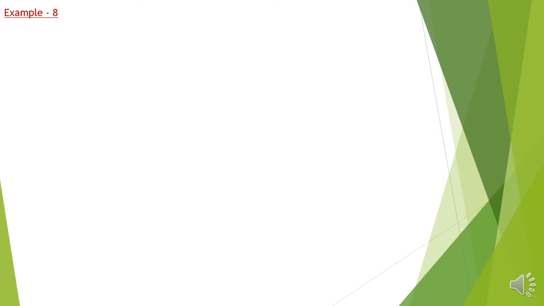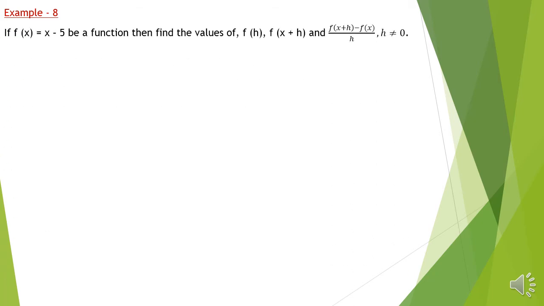Example 8. The question is on your screen. It is a pretty simple question. f(x) is equal to x minus 5, and our input values are h and x plus h. We have to calculate the value of a rational fraction, a rational algebraic expression, in fact.